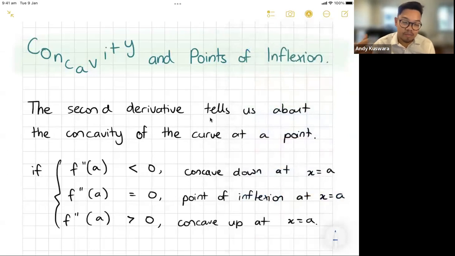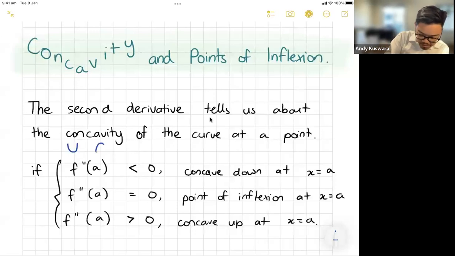So remember, your regular function tells you positive, zero, or negative: above the x-axis, on the x-axis, below the x-axis. The first derivative talks about increasing or positive tangent, decreasing or negative tangent, or stationary, a horizontal tangent. Your second derivative now tells us about concavity. You're either concave up, or you're concave down.